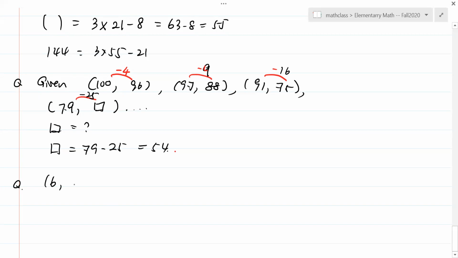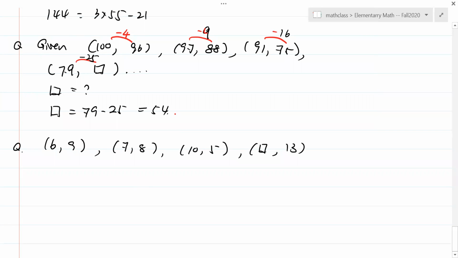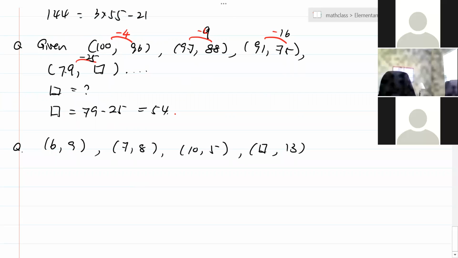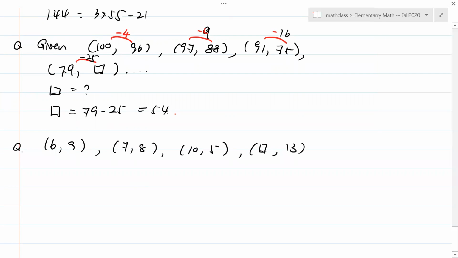Let's try the next one, 6, 9, 7, 8, 10, 5, and some number in 13. So 6, 9, 7, 8, 10, 5, we want to see what is in common, okay? What is in common? Those three pairs of numbers, what do they have in common? There probably isn't any relationship between the pairs of numbers, okay? So we just need to look at the common properties of those pairs of numbers.